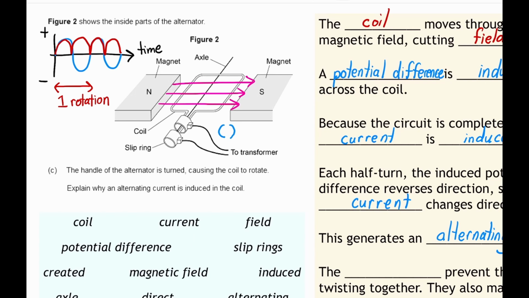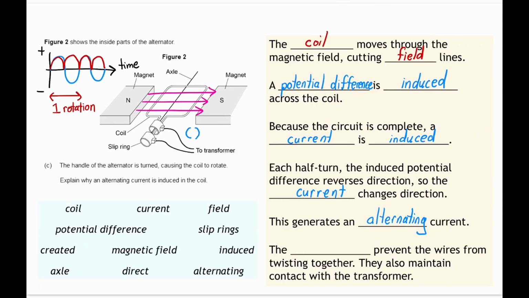Keep in mind that for a direct current generated with split rings instead of slip rings, one rotation has 2 of these upward half wavelengths. However, in this question in particular, we are generating an alternating current with slip rings, so we are going to fill that into this blank over here.